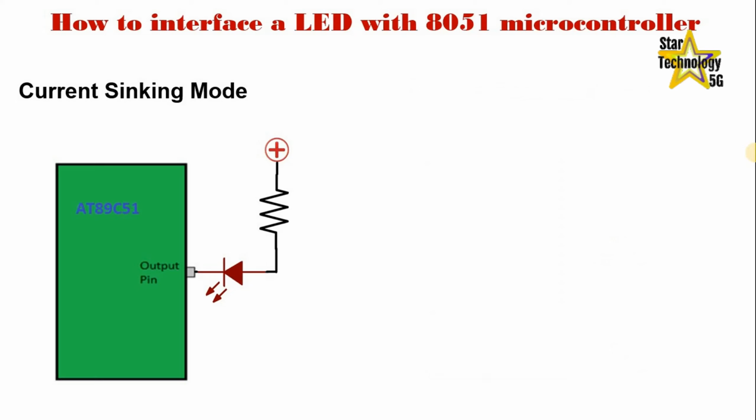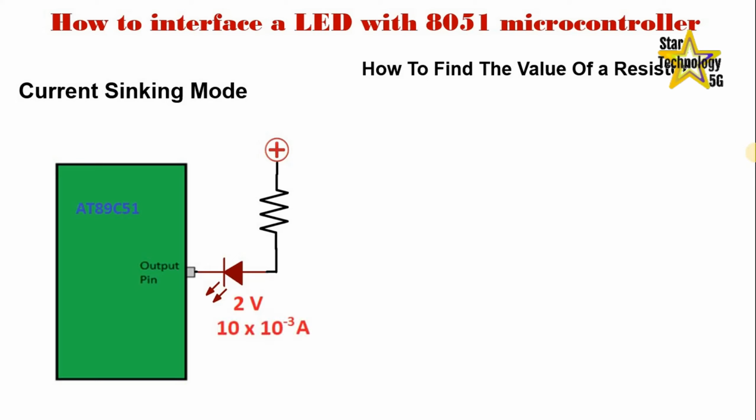Current sinking mode. How to find the value of a resistor. If the voltage drop across a LED is 2 volts, and the LED current is 10 milliamperes, source voltage is 5 volts, and assuming the microcontroller output voltage is about 0.4 volts when the output is low, we can calculate the value of the required resistor.